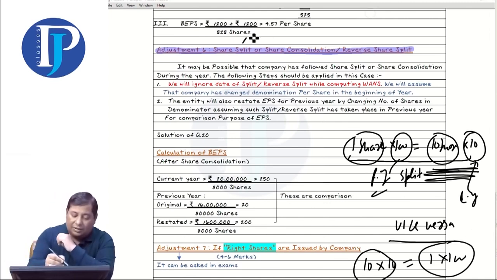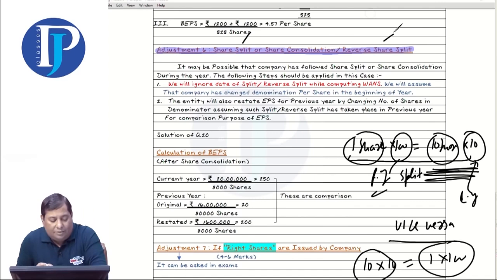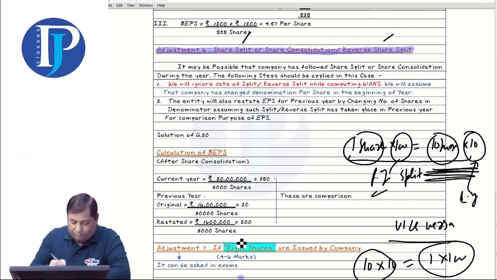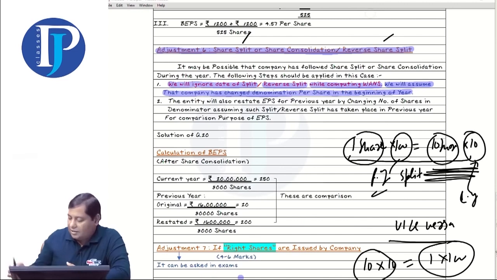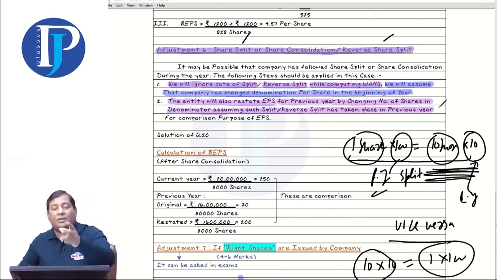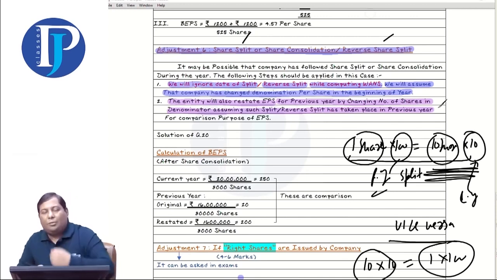We have discussed this in class. Split and reverse share split. See this here. We will ignore the date of split or reverse split. While computing weighted average, we will assume that the company has changed denomination per share at the beginning of the year. Next, the entity will also restate EPS for the previous year by changing the number of shares in the denominator, assuming such split has taken place in the previous year, because EPS needs to be compared or else the investor will take an unreasonable decision. We are doing this for investors' decision making.